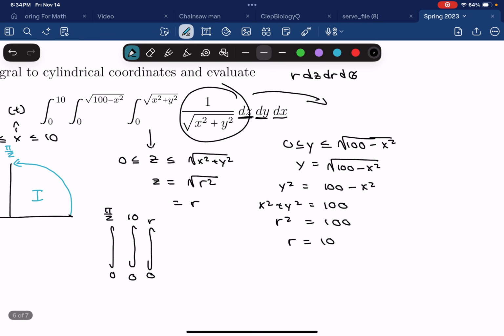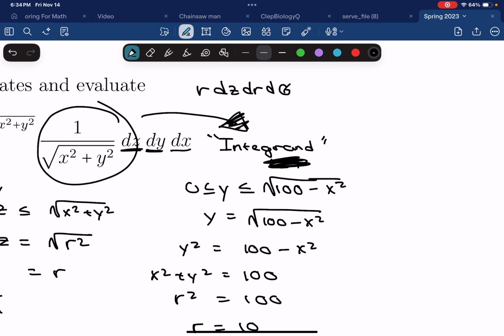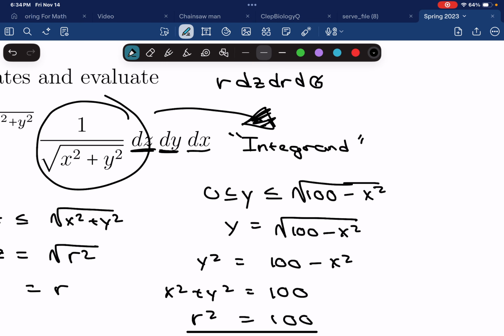I recently just learned that it's called an integrand, which is where the I comes from, I for integrand. That's just a lie. Sorry, that is just not true. I don't know why I lied.